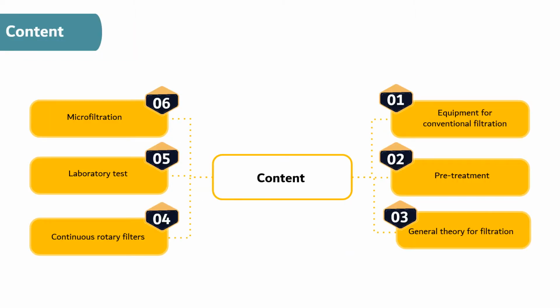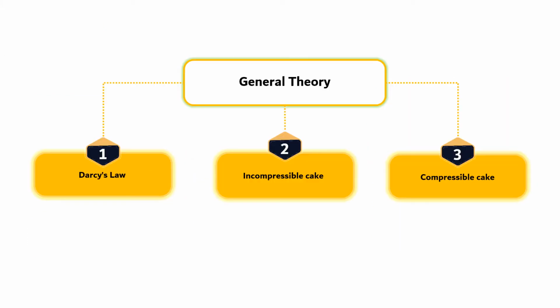Previously, we have discussed equipment for conventional filtration and pre-treatment methods in filtration. In this segment, we will discuss the general theory for filtration. General theory for filtration shall discuss three important aspects.